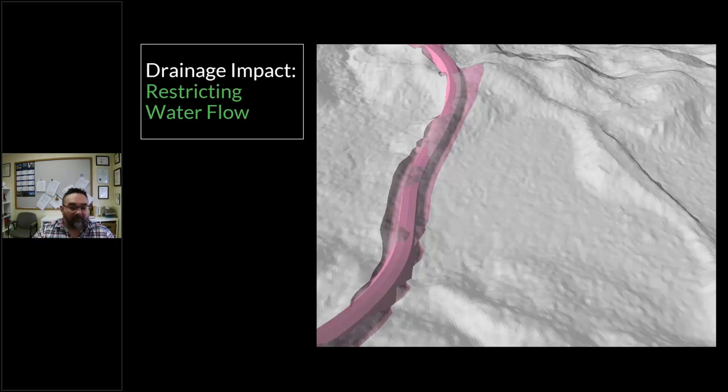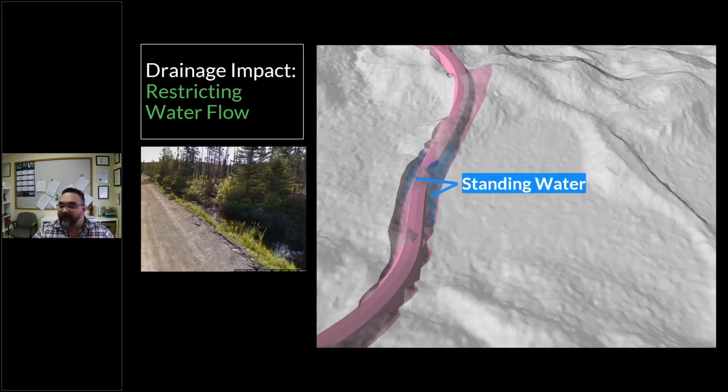But the model might look something like this next slide, where we have standing water. And you can see in the photo there, this is exactly what happens if we build up fill over these flat areas and we just have standing water next to the road. Now, obviously, we want to move that water across the road prism to the low side.